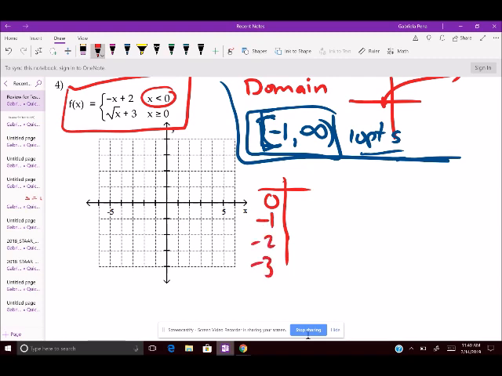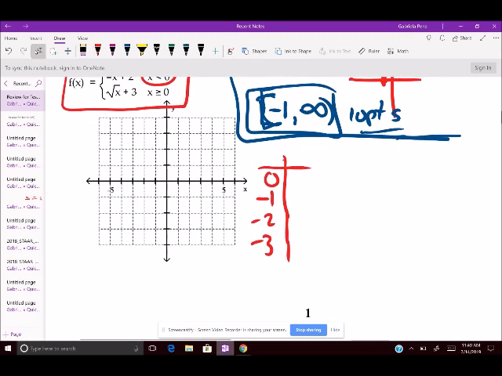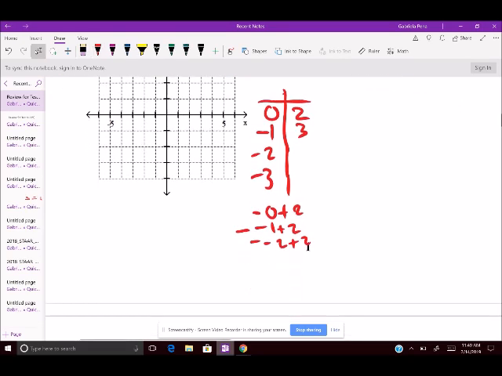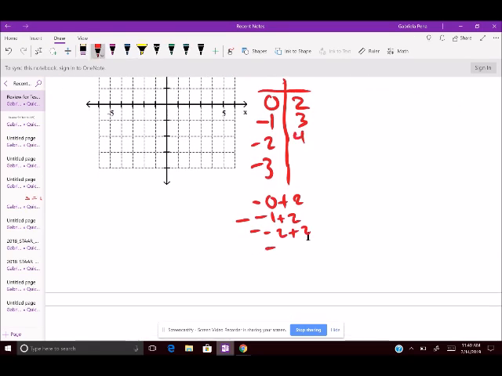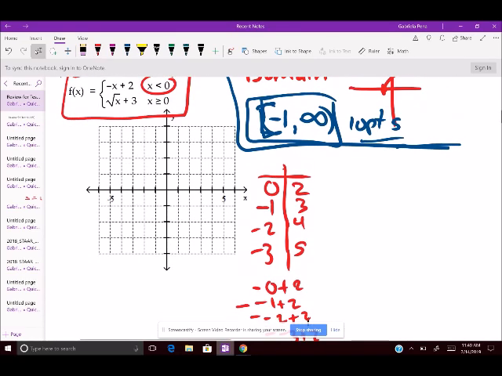So when I look at that question, it says negative x plus 2. So what is negative 0 plus 2? 2. What is a negative 1? Oh, just kidding. Negative 1 plus 2? 3. Negative 2 plus 2? 4. And negative 3 plus 2? 5. So those are my points for right now. So we're going to leave those there. Then let's make a table for the other one.